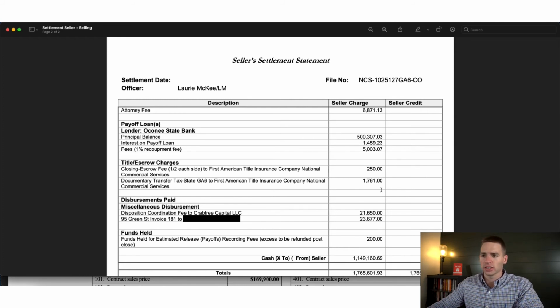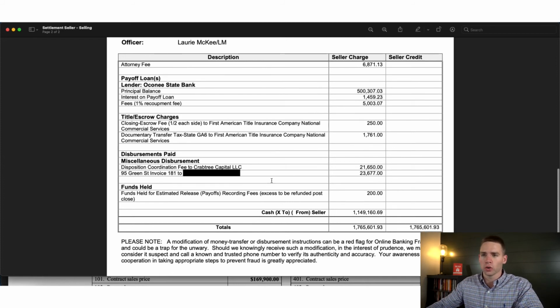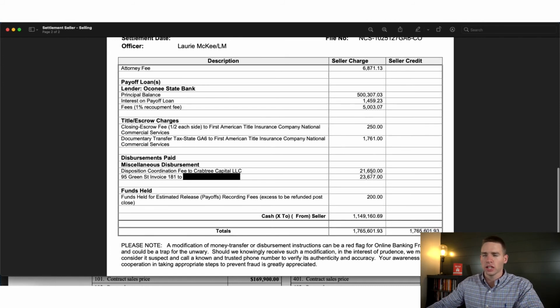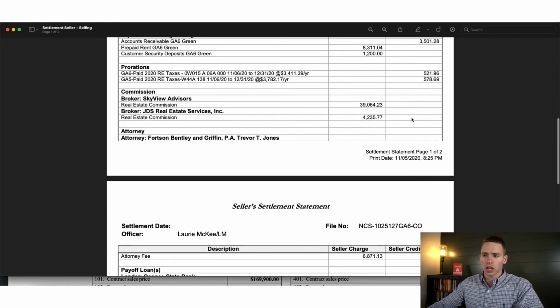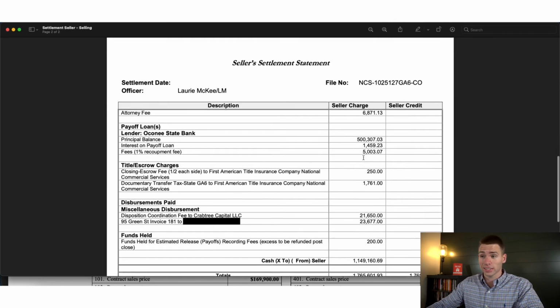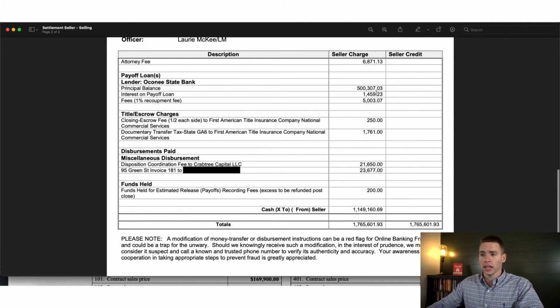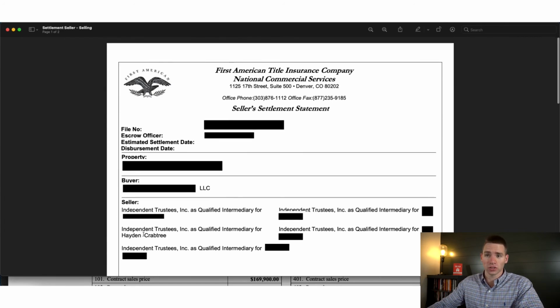We had some transfer taxes, $1,761. We had some different fees here, some going to me to help with the disposition, some others going to different contractors. So these are the amounts that the sellers got charged, my party got charged, and then funds held for recording fees after closing. So at the end of the day, we got paid $1.761 million. Had some other charges that I had to pay off here, totaling $60,000. And at the end of the day, after we paid off our loan, me and my partners walked away with $1.149 million. So again, all of this went into a 1031.